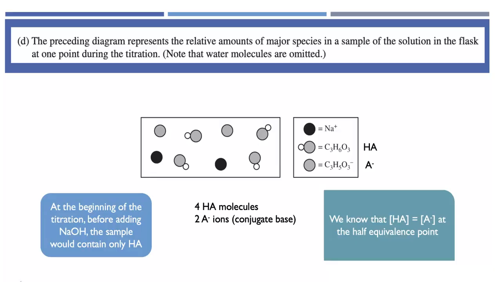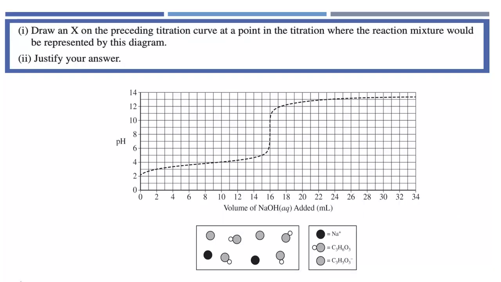So let's go on and look at the rest of the question. What is it going to ask us to do? Draw an X on the titration curve at a point where the reaction mixture would be represented by the diagram that we were just looking at, and I've included it here. And justify your answer. How do we know that? Well, we've actually already started doing that.